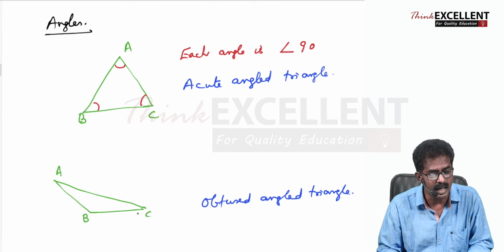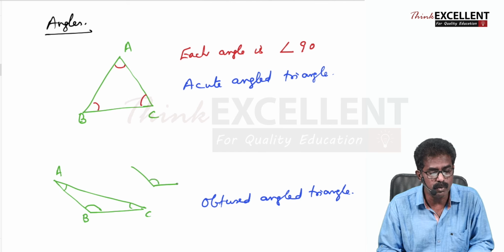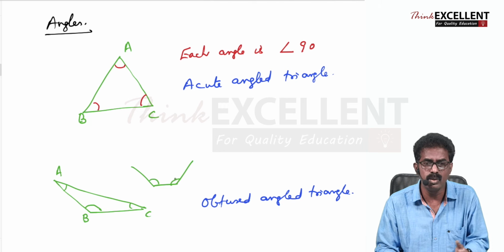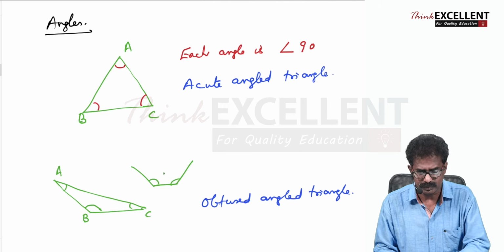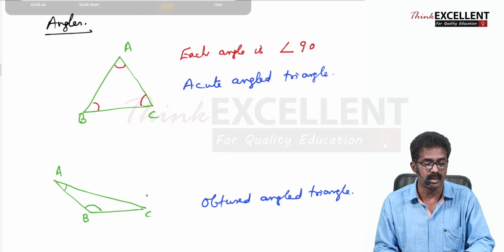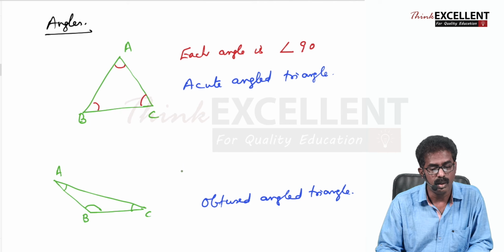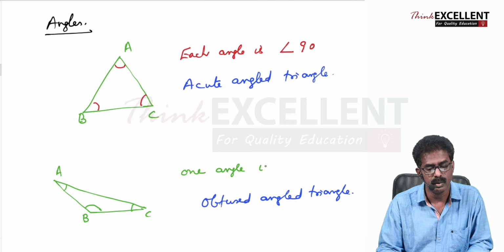Here, this angle B is obtuse angle, right? But other two are acute angle. Then only you will get a triangle. Suppose this is one obtuse angle. If I form one more obtuse angle, then you won't get a triangle at all, right? So acute angle triangle, all the angles are less than 90. But obtuse angle triangle, one angle is obtuse. One angle is more than 90.